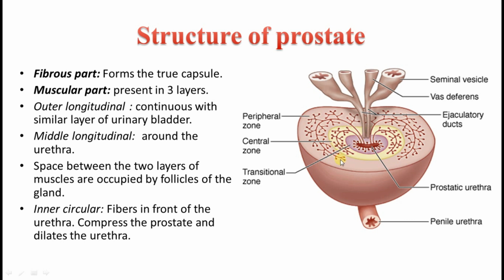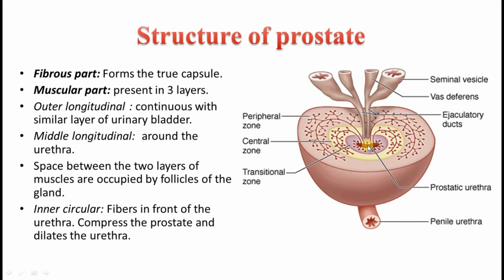Now, what happens is the contraction of these muscles helps to pour the secretions of the prostate gland into the prostatic urethra. At the same time, they dilate the prostatic urethra. So they compress the prostate gland and dilate the prostatic urethra. So the secretions are poured into the urethra, mainly during ejaculation. Okay.